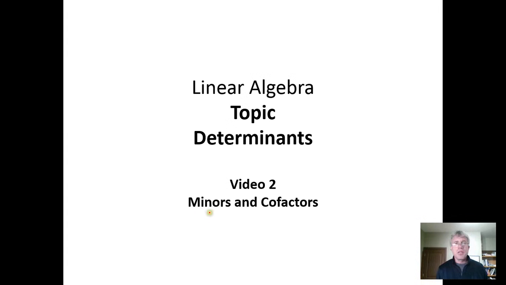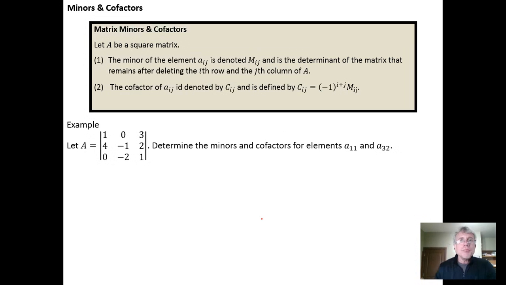So in this video we're going to define the minors and cofactors of a square matrix A. So let A be a square matrix. The minor of element Aij, so that means, remember, little a represents any arbitrary element within a matrix. So like this element right here is the element A row 2 column 2. So it's row then column in the numbering.